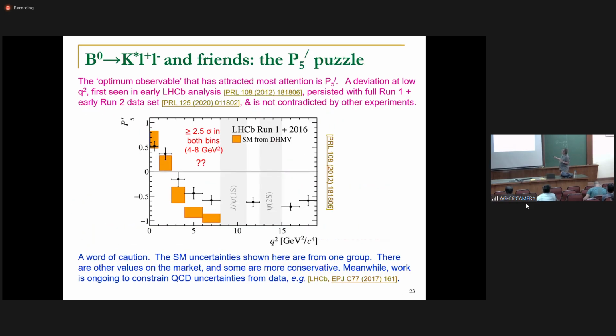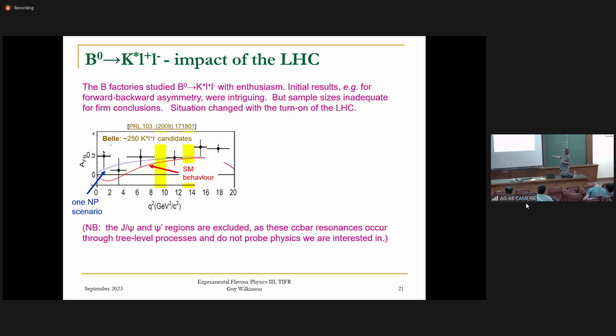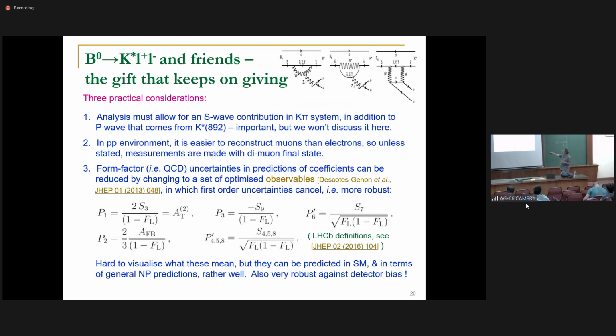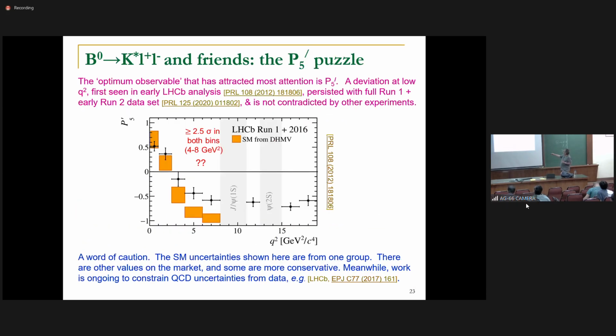So what about these optimal observables? These really tedious things. I'll just show you one, which is this so-called P5 prime. This was looked at with earlier run 1 data, then looked at again with run 2 data. We haven't looked at it with all of the run 2 data. In the standard model, you expect this sort of behavior. These boxes have not continued here because this group has not made predictions in this region.